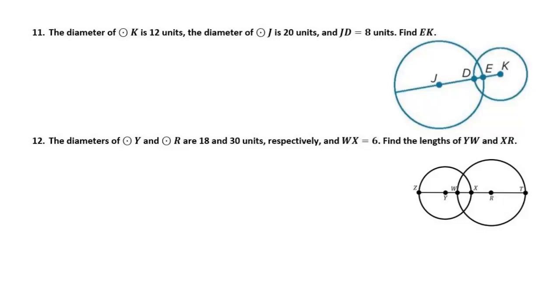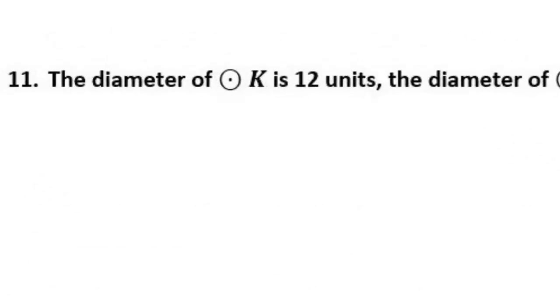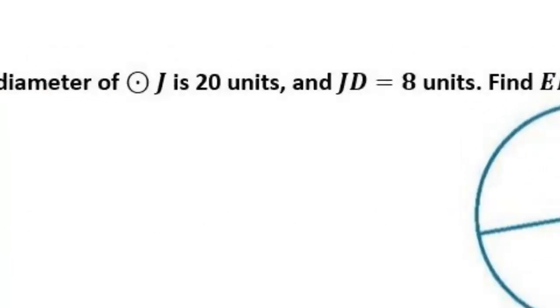Number 11, the diameter of circle K is 12 units. The diameter of circle J is 20 units. And JD equals 8 units. Find EK. All right, so the first thing we know is the diameters of these 2 circles. We have circle K and circle J.